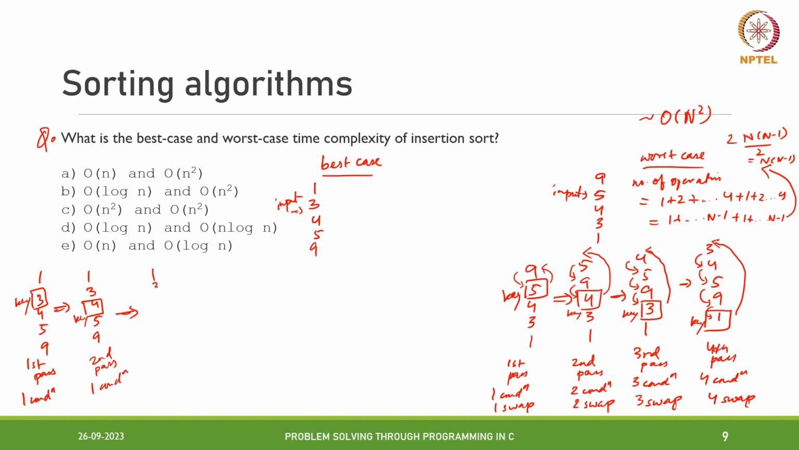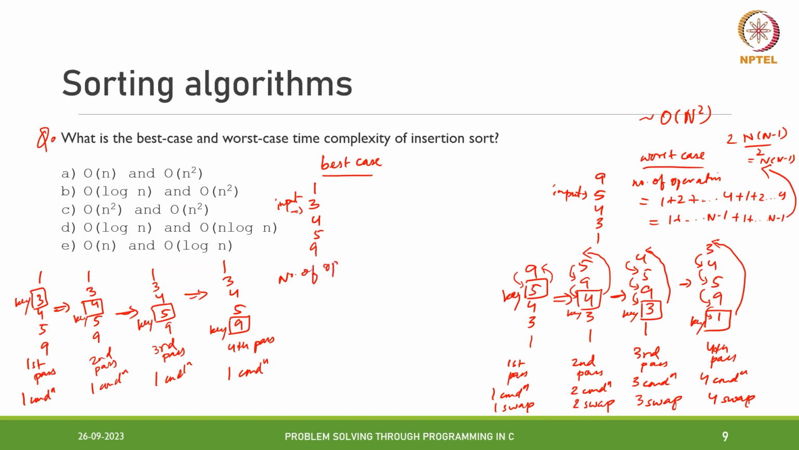Next, what do we do in the third pass? So 5, we check it with 4. We find that it's greater than 4. So in the third pass, we again do one conditional check. Then in the fourth pass, we take 9 as the key, check it against 5. And we find that 9 is greater than 5, so we just do one conditional check and nothing else.